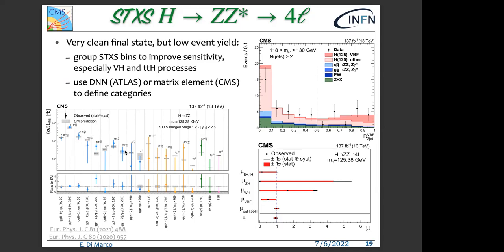And at this point, for what we have in this channel, we have a good agreement between data and Monte Carlo. Here you see instead the result for the inclusive mu for the different production modes. Okay.